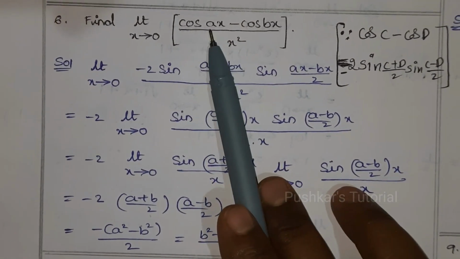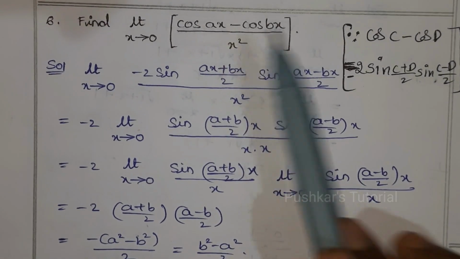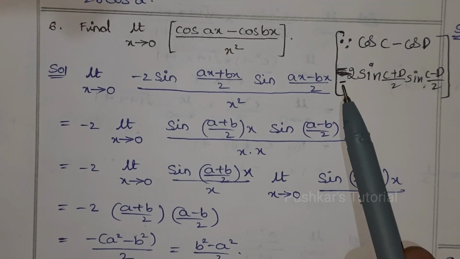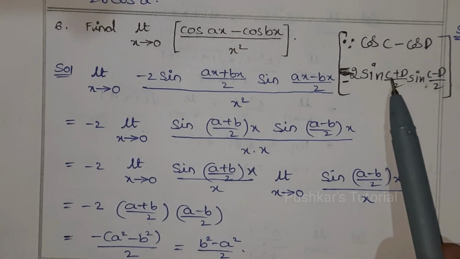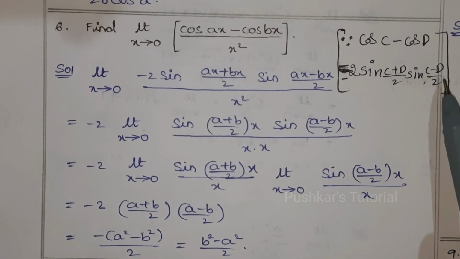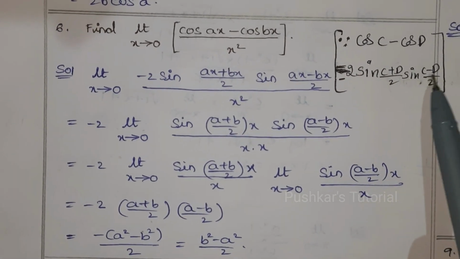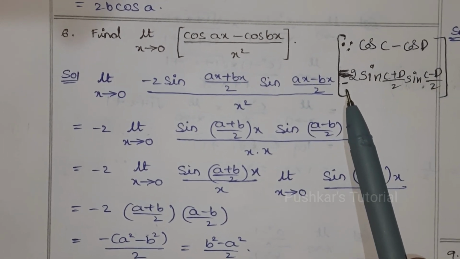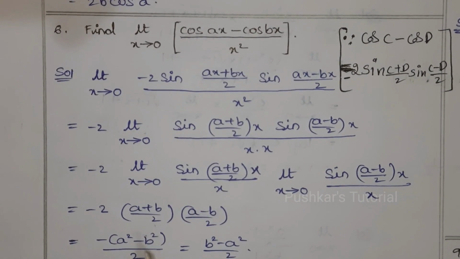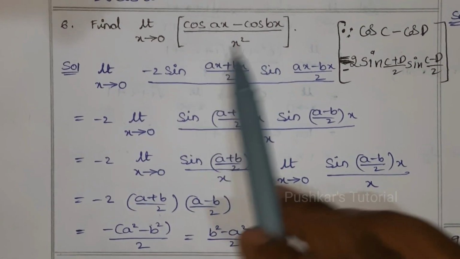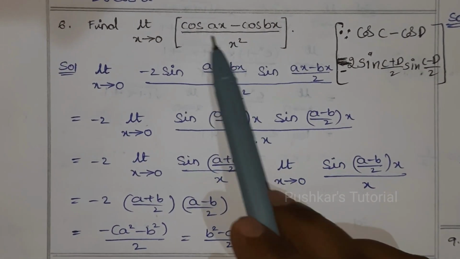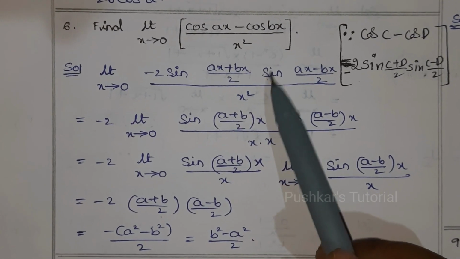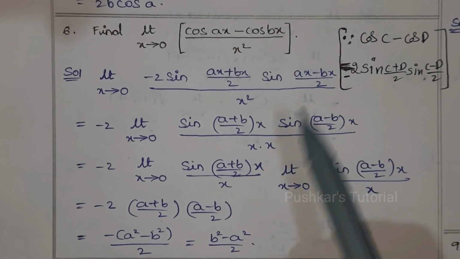So it is looking like the cos c minus cos d formula. What is the cos c minus cos d formula? Minus 2 sin((c plus d) by 2) sin((c minus d) by 2). Some people will write d minus c. If you write d minus c here, we should not put the minus symbol. So minus 2 as it is, sin((c plus d) by 2) means sin((ax plus bx) by 2), sin((ax minus bx) by 2).